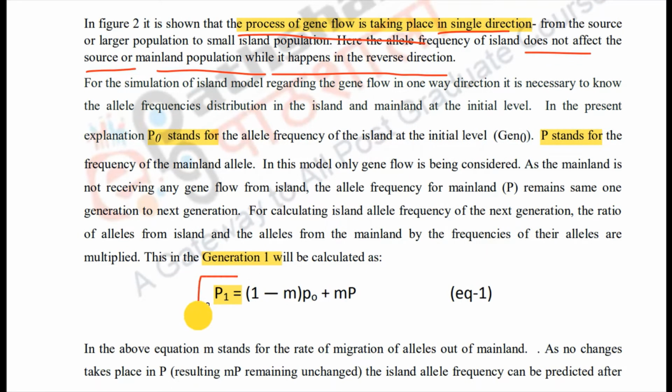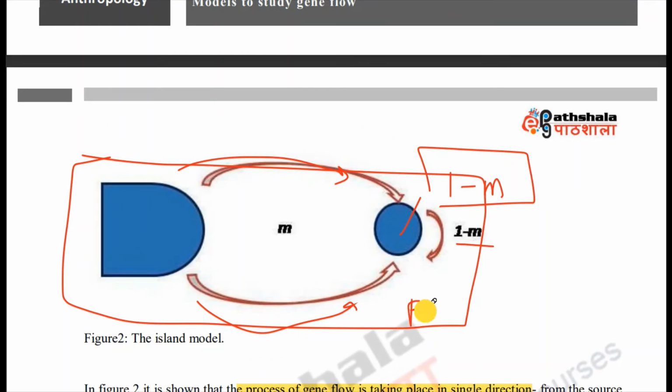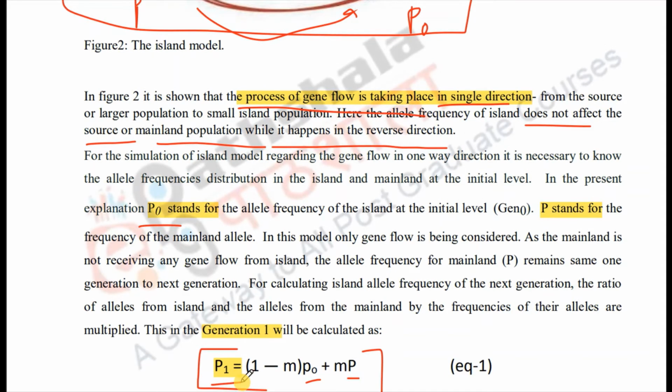So this is the mathematical depiction of the island model, wherein P naught is indicating the allele frequencies of the island population at the initial level. P stands for the frequency of the mainland allele. So let's say this is P naught initially, this is P. So P1, at the first generation, is going to be (1 minus m), m being the migration rate, bracket P naught, the initial allele frequency of the island, plus migration rate multiplied by the allele frequency of the mainland.